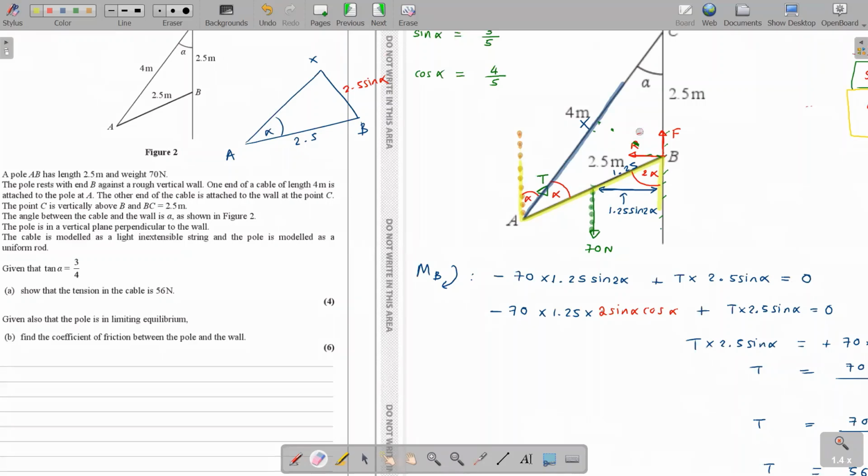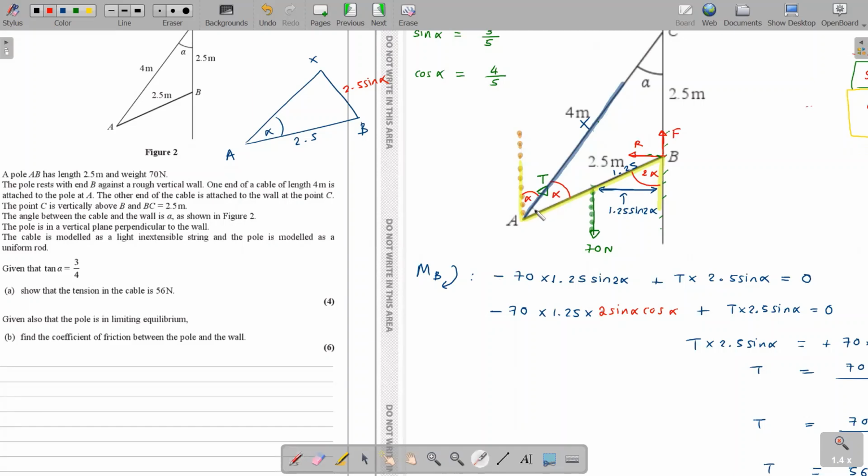Okay, how do I find the mu value here? How do we find the mu value? We need to consider, after considering moments. We have already considered moments. We found our T value. Now what do we do?